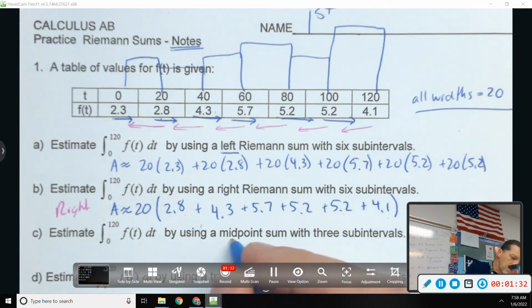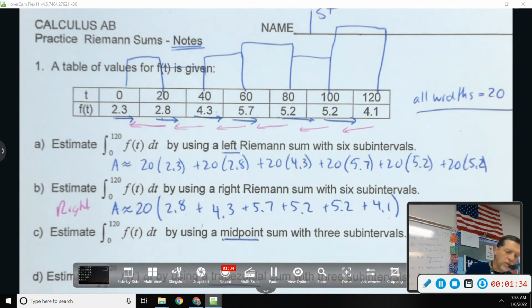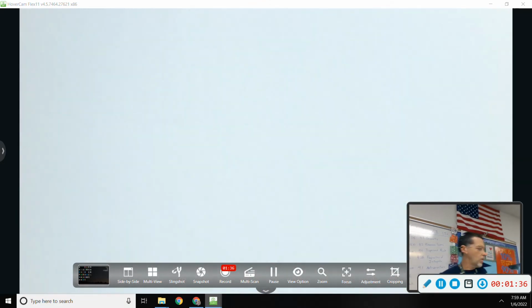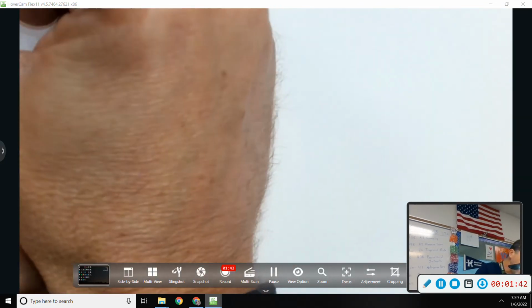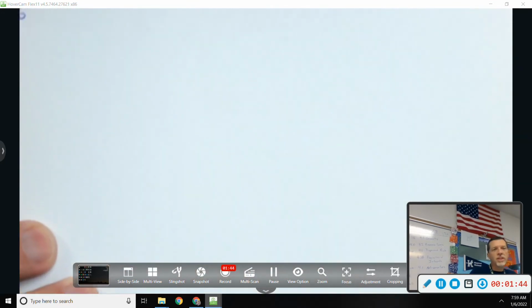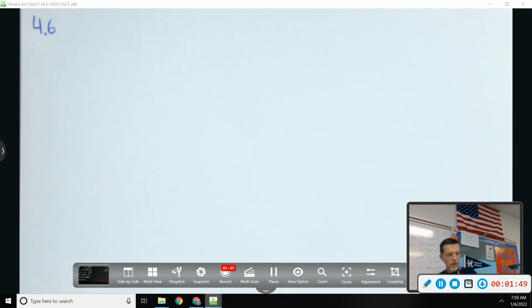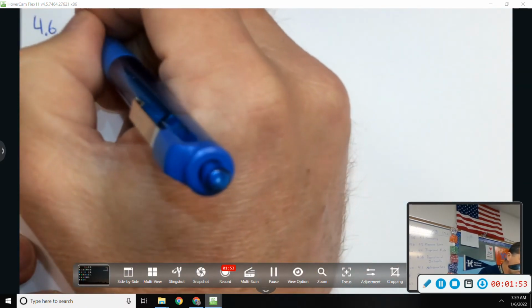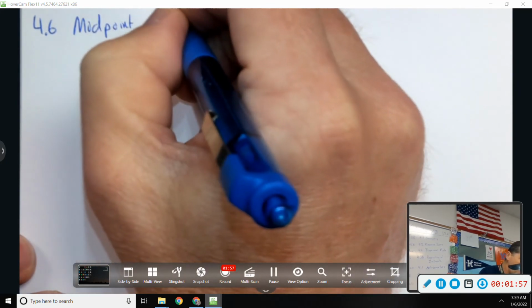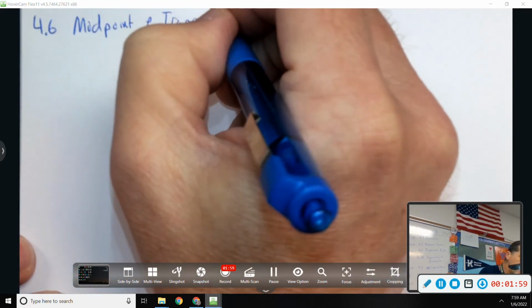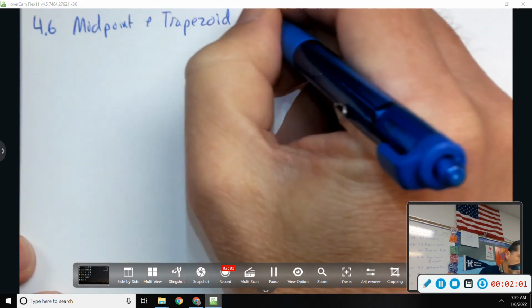All right, part C and D. C says midpoint, D says trapezoid, and we haven't done those yet. So that's what today's lesson is. So notes aren't too long today. We'll just do one example of each. And then basically the assignment will be finish that worksheet. And who knows, you might be able to do it right now if you know the formula for a trapezoid.